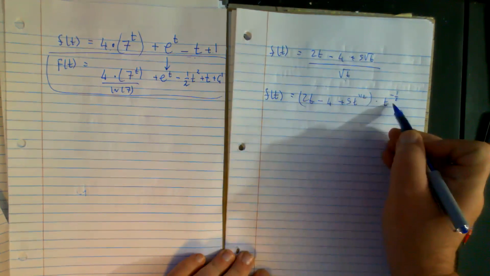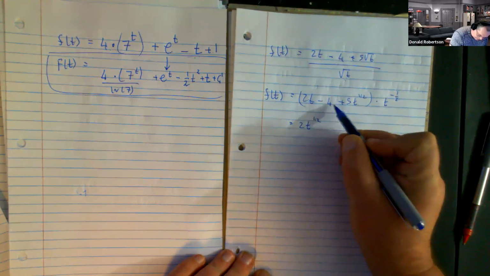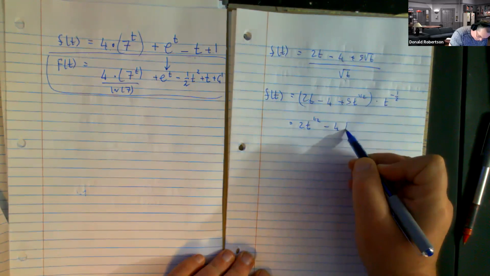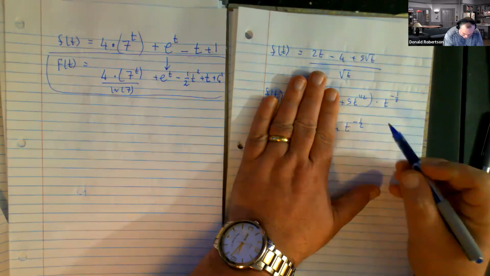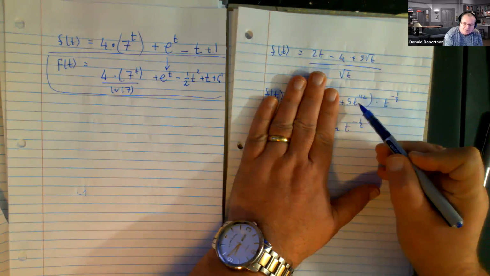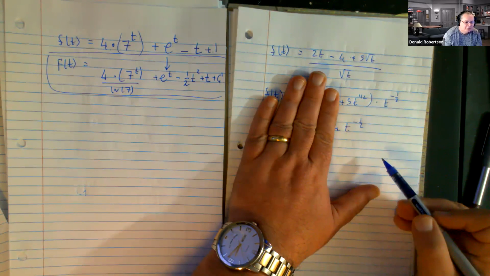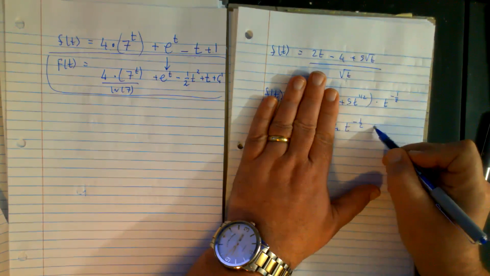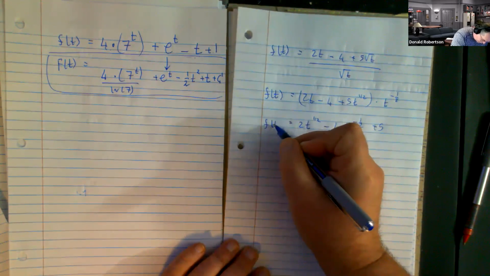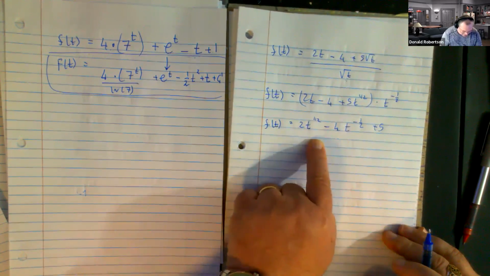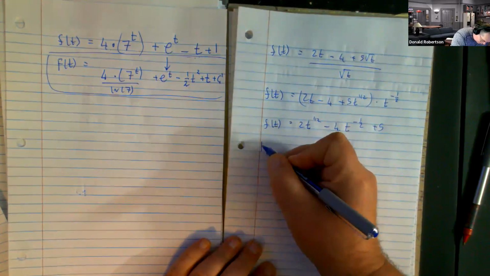Now, if you distribute this, 2t times t to the -1/2 gets you that guy. This guy times this guy gets you -4 t to the -1/2. And this guy times this guy gets you something quite interesting. What do you get if you multiply 5t to the +1/2 by t to the -1/2? 5. You just get a 5. T to the 0 is 1, so you get 5. Now, I haven't answered the question yet. All we've done right now is turn the original question into a format that's going to allow the power rule. Now we can do the power rule.